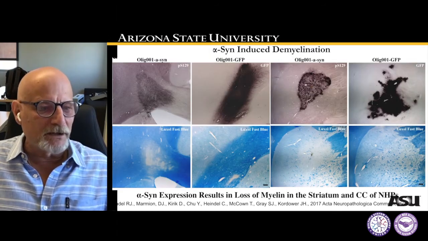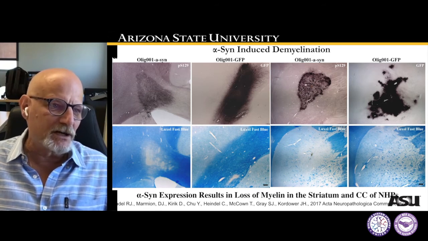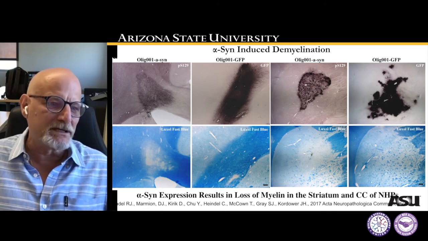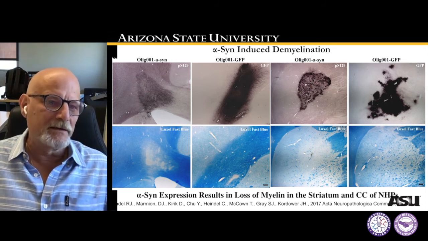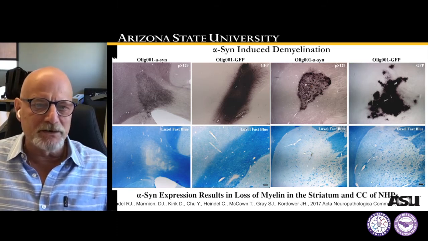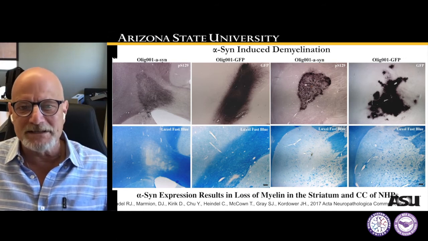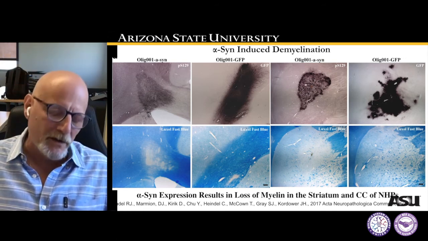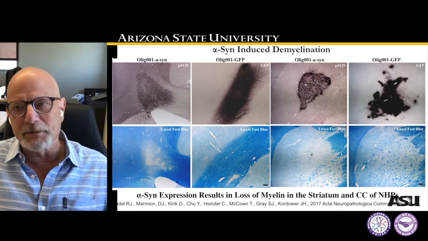With regards to demyelination, you could see here that in the area of the alpha-syn injection in the corpus callosum, we see demyelination. That's not seen with GFP in the next panel. And if you look in the striatum, you see a decrease in Luxol fast blue in the striatum, and that is also not seen with GFP. So a key feature of MSA is demyelination, and that is perfectly replicated in our animal models.